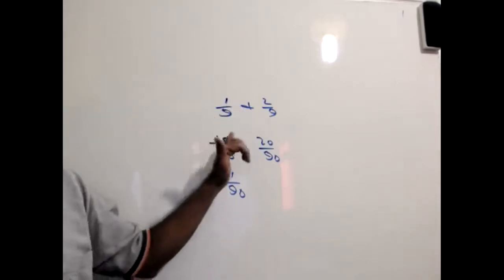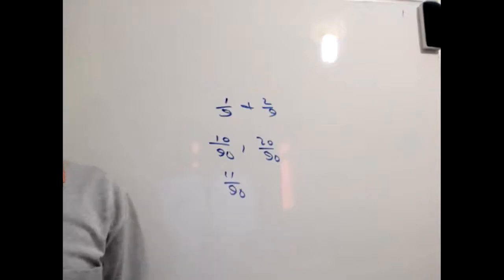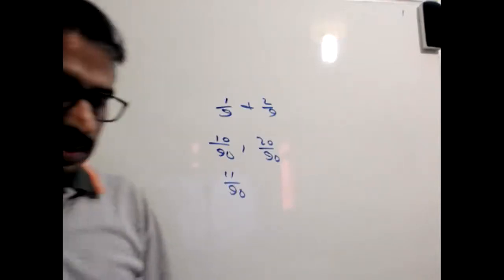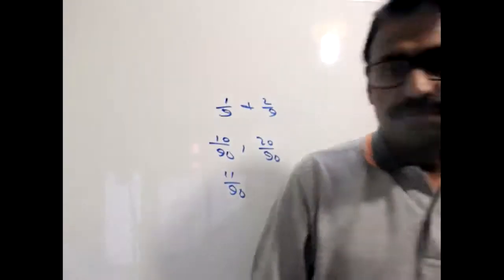Okay. Look at here. 10 by 90, 20 by 90. So 11 by 90. Okay. So clear now?